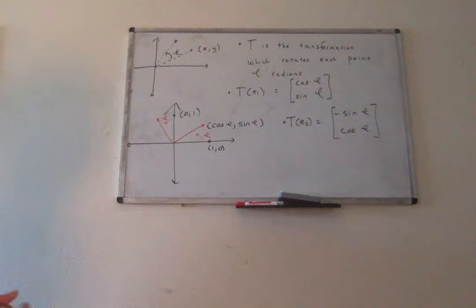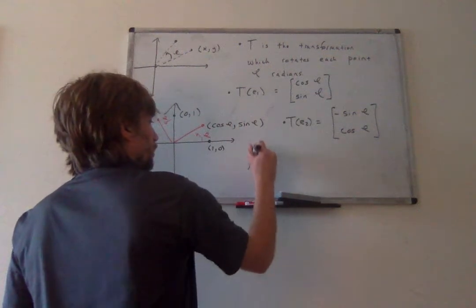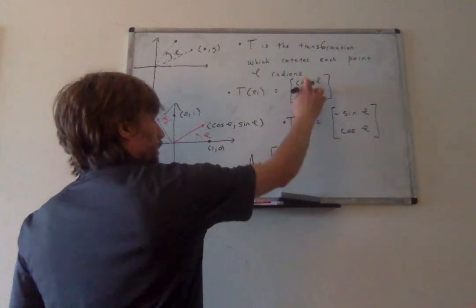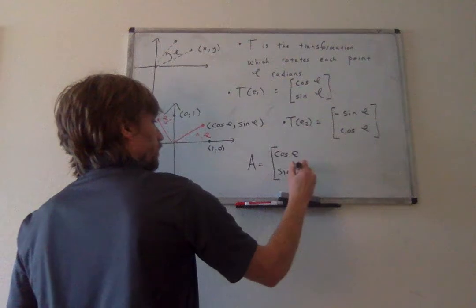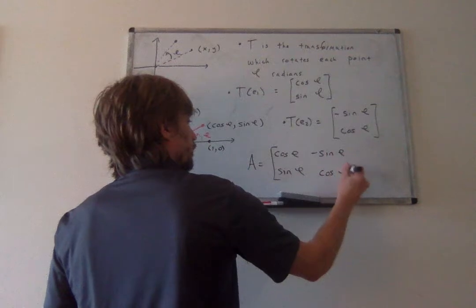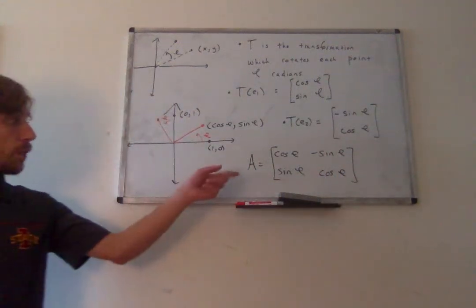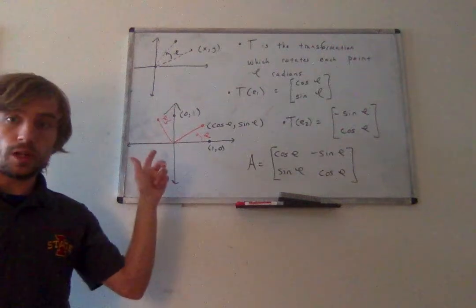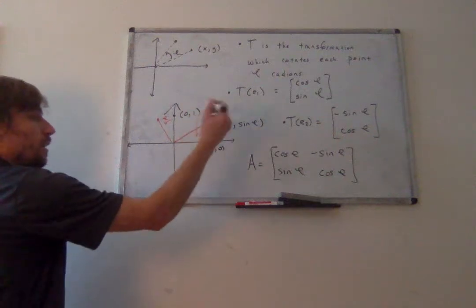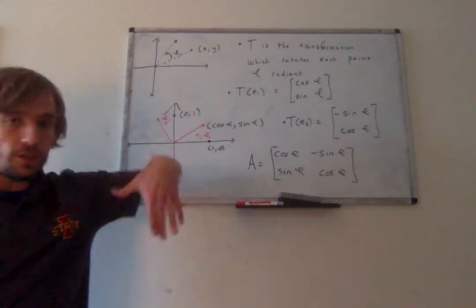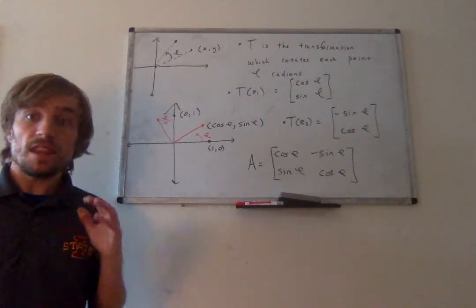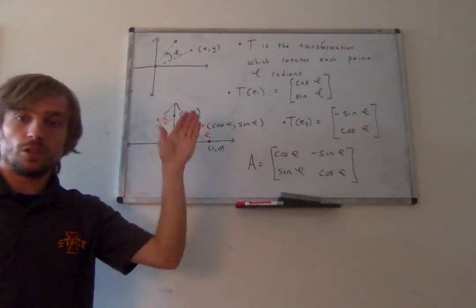And so I know T of e1 and T of e2. So the standard matrix for this transformation has first column equal to T of e1, second column equal to T of e2. And this matrix rotates each point by an angle of phi, and this goes for any point I could pick. Any point I pick in the plane, if I want to rotate it, I just think of it as a vector whose first entry is x, second entry is y, multiply it by this matrix, and that gives me the point that is rotated a total of phi degrees.